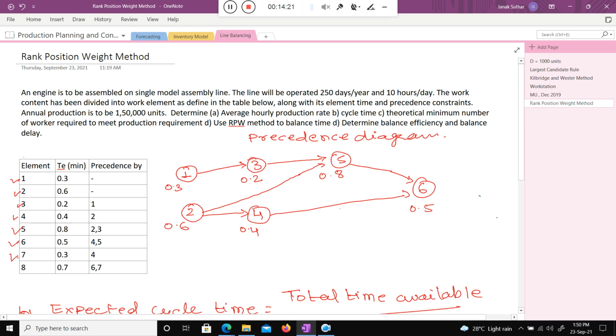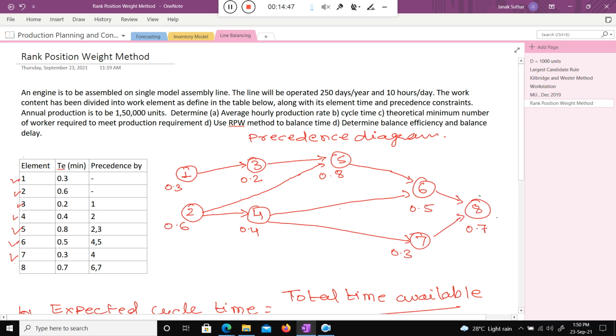Now I go for the 7. For 7, 4 must be complete, then I can start the 7. Okay, 4 is completed here, so I start the 7. This is the 7, and what is the time there? 0.3. Now 6 and 7 both completed, then you can do activity 8, and that is 0.7.